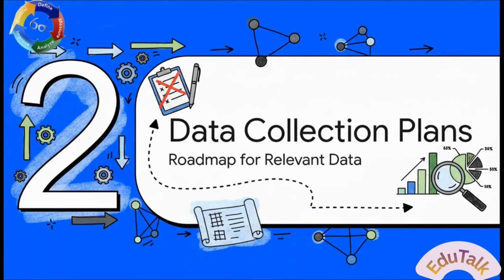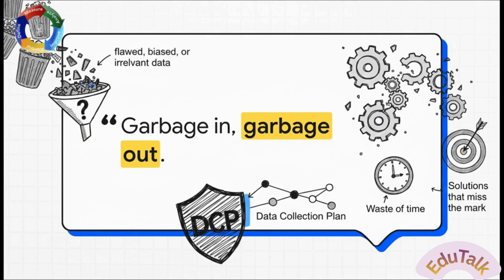So, how do we actually do this? Well, you can't just run out onto the floor with a clipboard and hope for the best. Success here starts with a detailed roadmap, and that's what we call a data collection plan, or a DCP for short. This old saying is basically the unofficial motto of the measure phase.